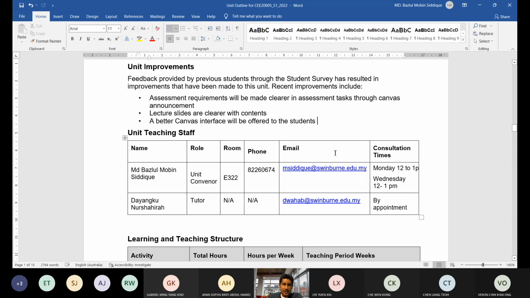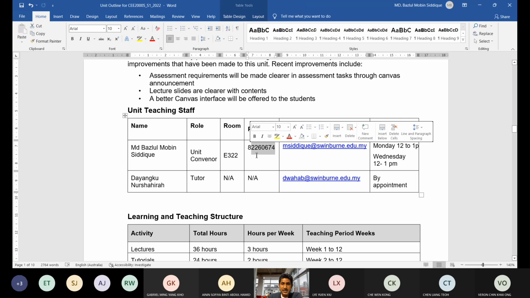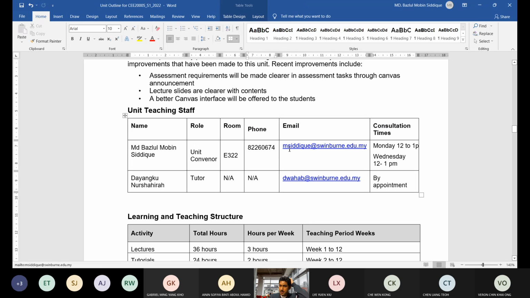I am Bazlul, and I think many of you know already, and this is my room, E322. I am usually in the office on campus every day except Saturday and Sunday, though sometimes I'm there on Saturday and Sunday as well. You can find me on my office telephone and my email, which is given there as well.